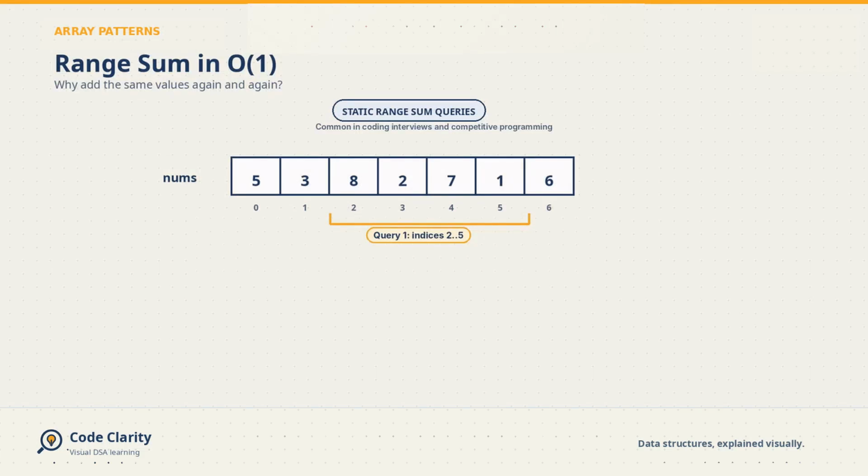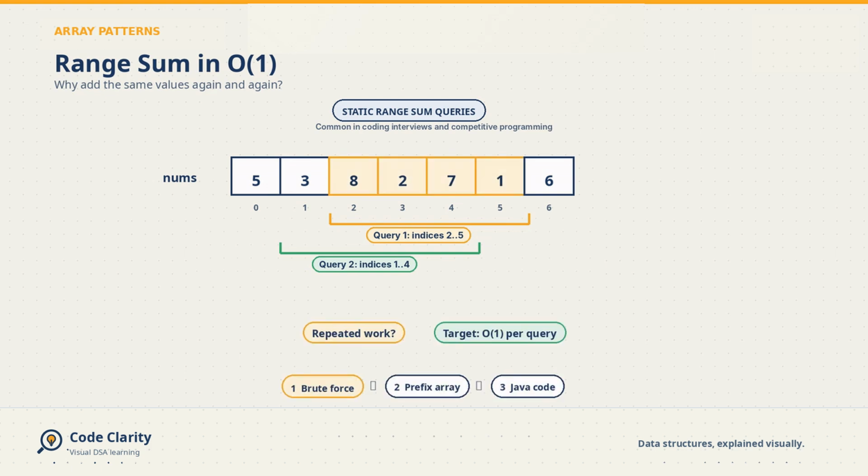This is part 1 of our array patterns series. Suppose you need the sum from index 2 to 5. You add 4 values. Then another query arrives, and you add many of the same values again. The array did not change, so why repeat the work? In this lesson, we will build one extra array and answer each rangeSum query in O(1) time.